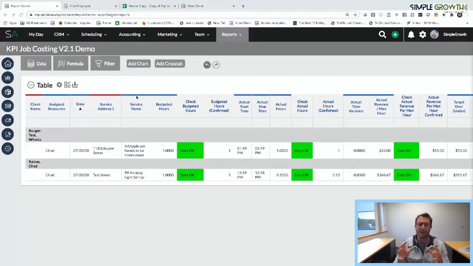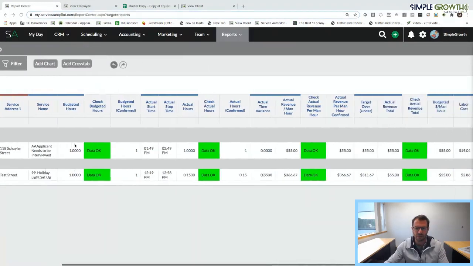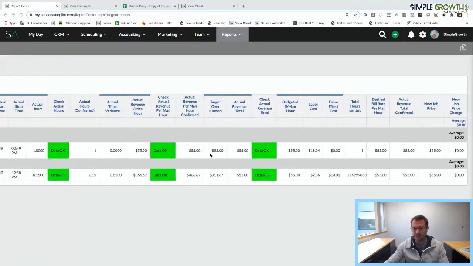So right here we have a job costing report that we provide in our KPI package, our key performance indicator and accountability package with SimpleGrowth. I figured this would be a really good place to show you what this is all about. We've got 2 test jobs on top and bottom. The area I'm talking about is the labor cost and the drive time effect cost. The first job here has no drive time effect because no one clocked in and out of the job in the mobile app.